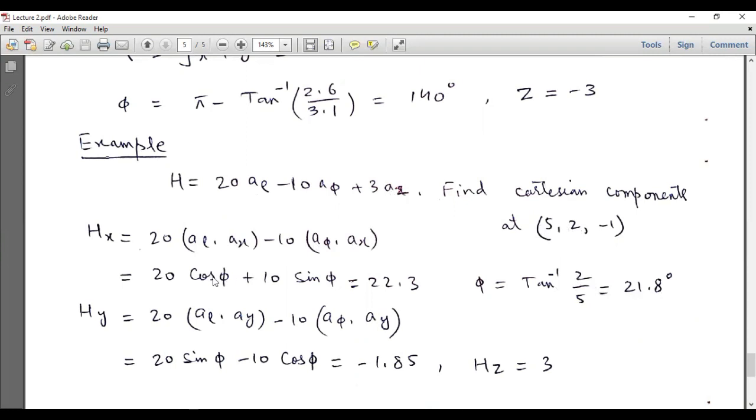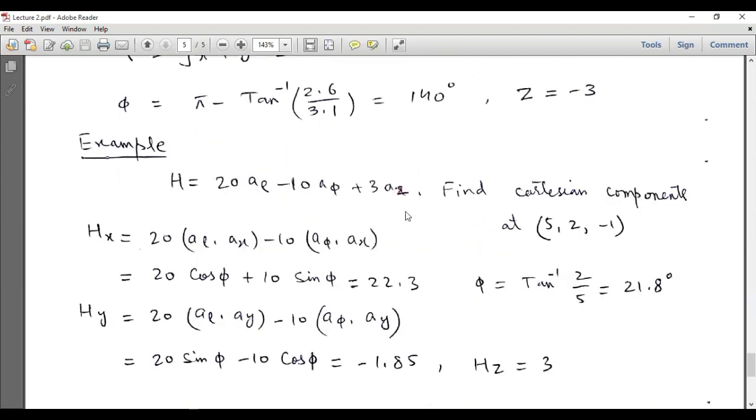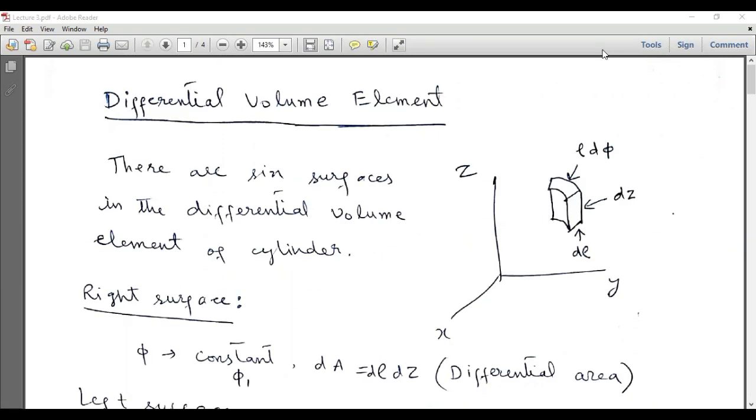By putting this value in this cos phi and sin phi term, we will get 22.3. Similarly, Hy is equal to 20 a rho dot ay minus 10 a phi dot ay. So this is sin phi and minus 10 cos phi, and it is equal to minus 1.85, and Hz will be equal to 3. So now I am going to discuss the differential volume element for a cylindrical coordinate system.